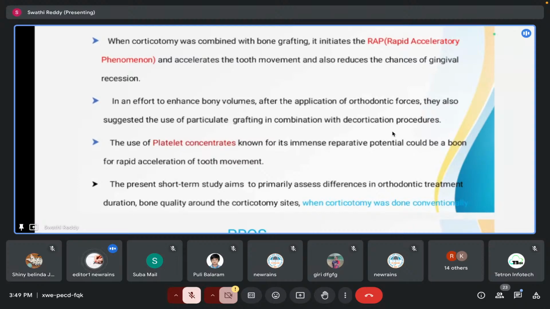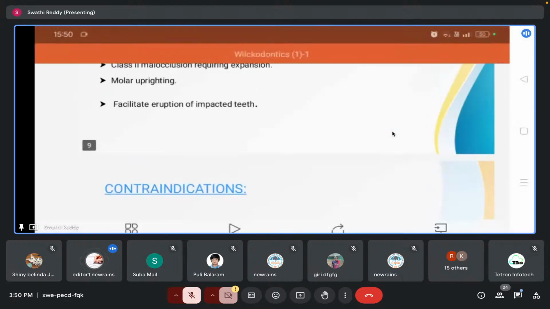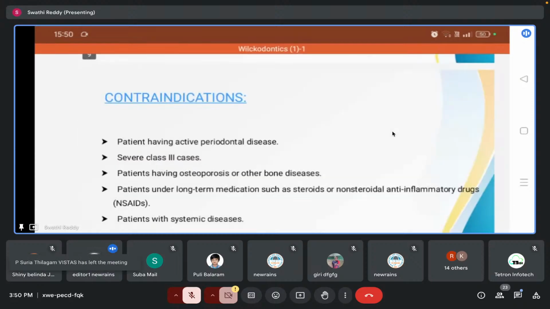Among those, the best autograft is among the platelet concentrates. It could be a boon for the rapid acceleration of the tooth movement. Now coming to the criteria for the selection of patients: class 1 malocclusion with moderate to severe crowding or constricted maxilla, severe bimaxillary protrusion, mild class 3 malocclusion, class 2 malocclusion requiring expansion, and molar uprighting.